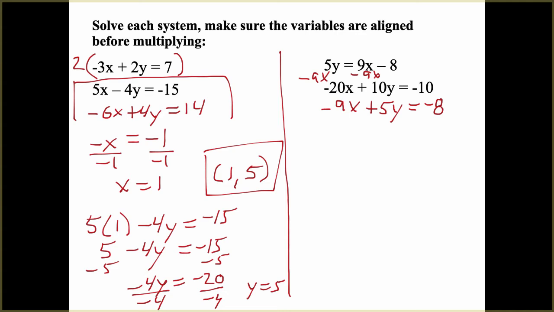Now we look at our coefficients and see which one is going to be the easiest to get rid of. Well, the easiest is going to be the y variable, because we just have to multiply the bottom equation by negative 2 to get opposite coefficients on the y variable.